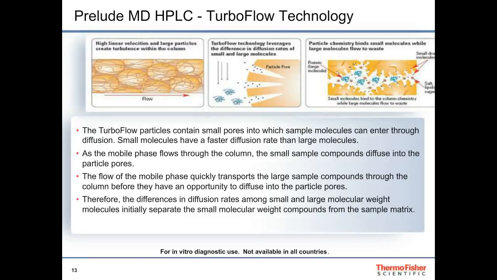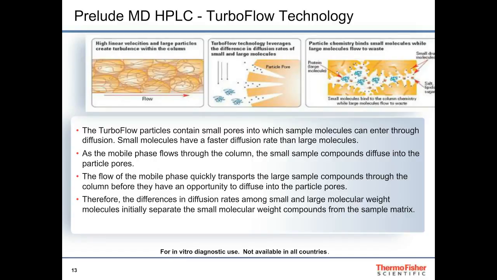TurboFlow technology involves patented extraction columns that rapidly remove a great deal of unwanted sample components such as proteins, salts, and sugars. During the sample loading step, proteins are instantaneously excluded from the pores of the packing material. Of the molecules that enter the pores, only those that have an affinity to the surface chemistry are retained, while others are quickly eluted to waste.